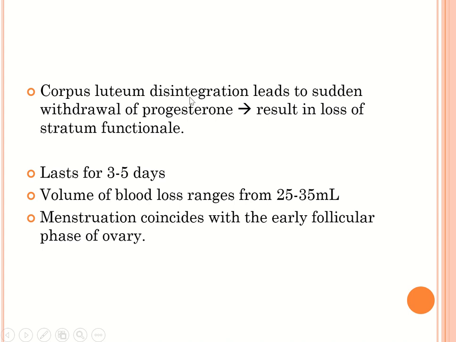So corpus luteum disintegration is what leads to sudden withdrawal of progesterone, which results in loss of the stratum functionale. Menstruation lasts for about 3 to 5 days, and the volume of blood loss will usually range from 25 to 35 ml per menstrual cycle. Menstruation coincides with the early follicular phase of the ovary.